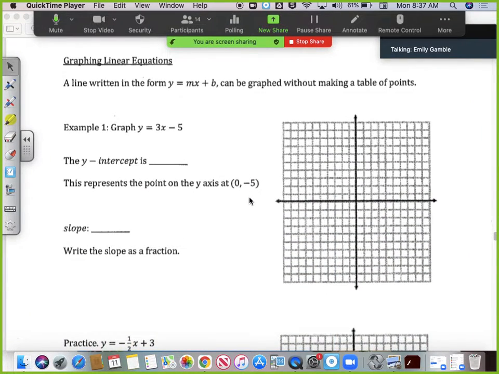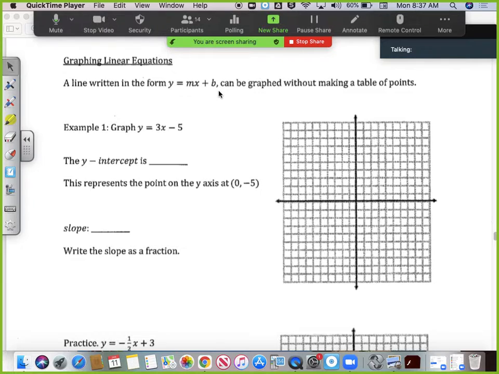Today I'm going to show you how to solve and graph linear equations using a specific formula without making a table. So a line written in the form y equals mx plus b can be graphed without actually making a table of points like we did last time. This is the standard formula for slope-intercept form.